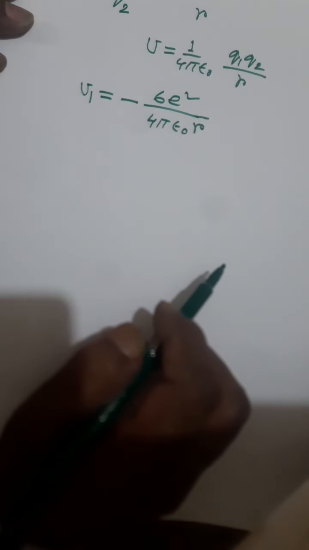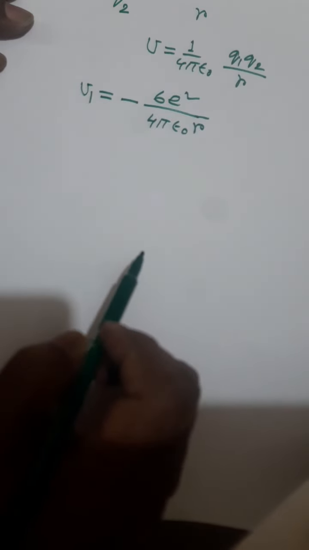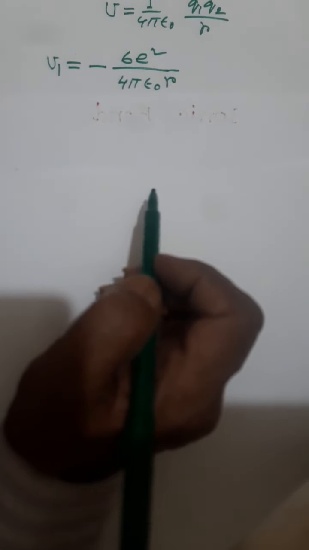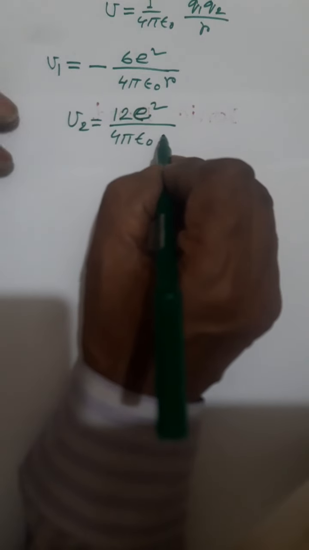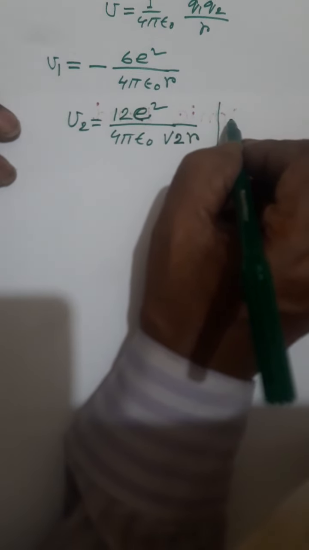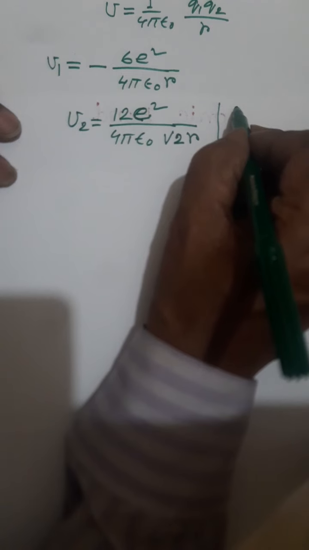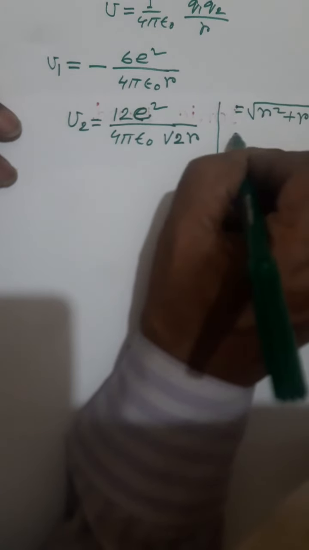Next nearest neighbors are 12 sodium ions. The potential energy of the same sodium ion due to 12 sodium ions is U2 equal to 12 e square divided by 4 pi epsilon naught, here the distance is root 2 r. The distance between two nearest sodium ions is equal to root over r square plus r square, that is root 2 r.